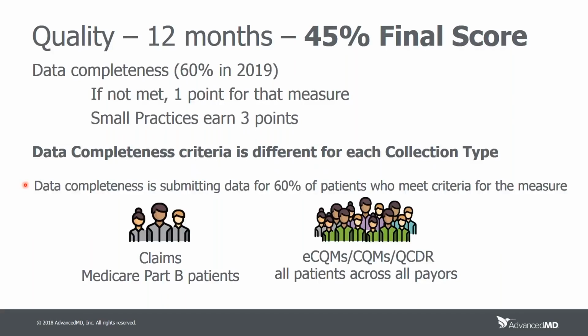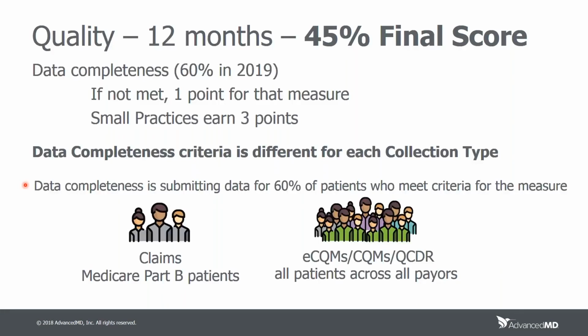So obviously, the sooner you start collecting data and turning it in, if you're doing claims, because those you're turning in codes on your claims. And if you're doing eCQMs, CQMs, QCDRs, then you're collecting that data. You'll report on it at the end of the year. But you're collecting that data and you'll be turning it in for at least 60% of the patients who meet the criteria for that measure. So you want to get started as soon as possible so that you make sure that you get this.